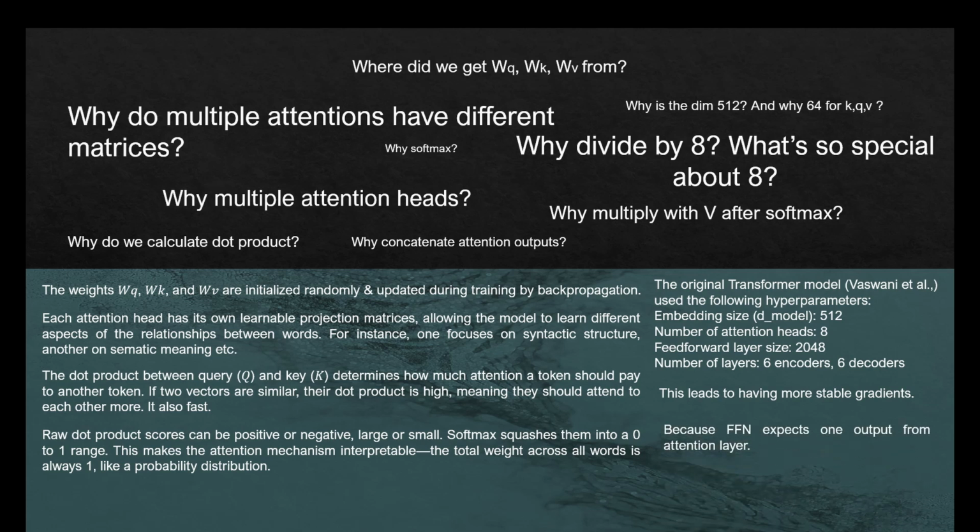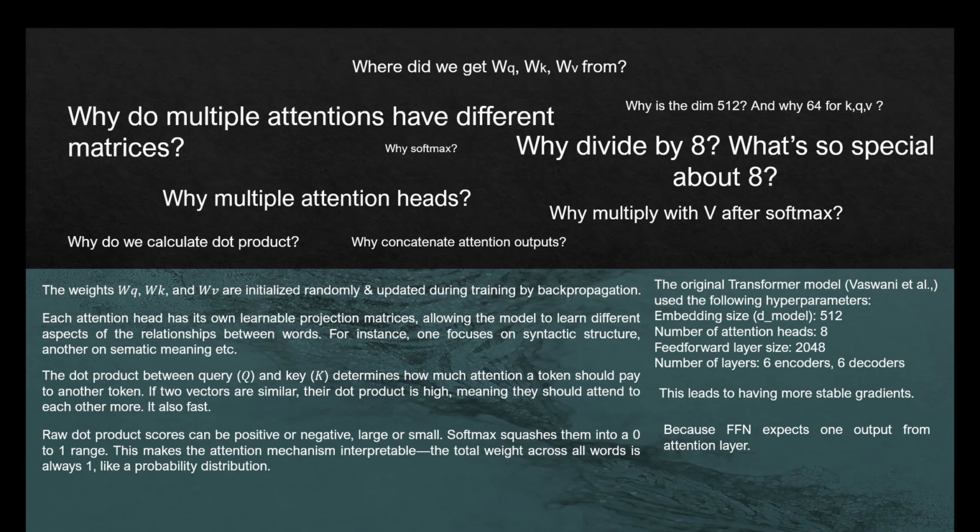Okay, why do we concatenate the output from 8 different attention heads? It's because the feed-forward neural network expects one output from the attention layer. You cannot provide it 8 different outputs. There has to be some mechanism to make sure that the feed-forward neural network receives the input that it needs. So you concatenate it and multiply it to have the dimensionality right.